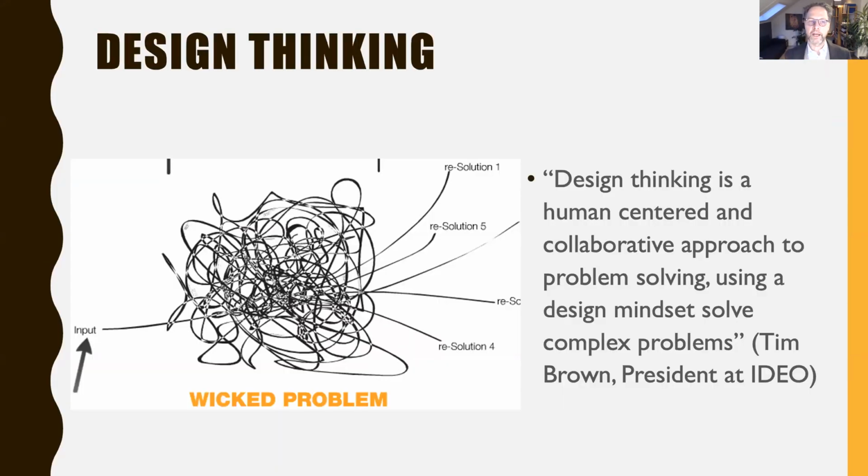So design thinking is like a human-centered and collaborative approach to problem solving, using a design mindset to solve complex problems. And complex problems are what we call wicked problems, problems that are not clear at the start, and problems that we try by iteratively revisiting that problem, by trying out things, by trying to find answers or solutions. We're going to get parts of the picture right. So it also means that it's not a chronological process.